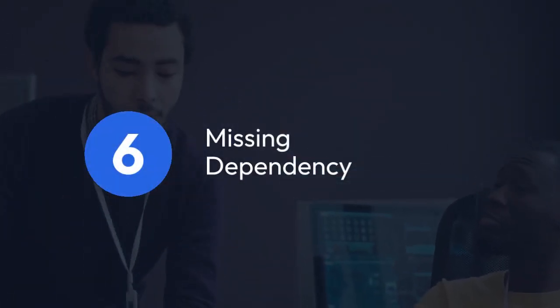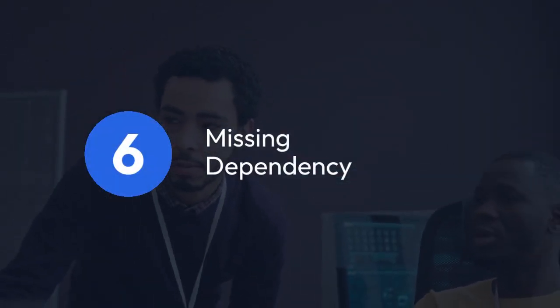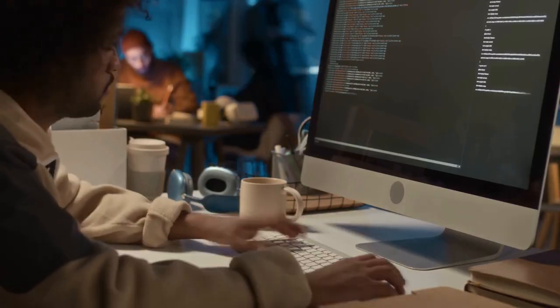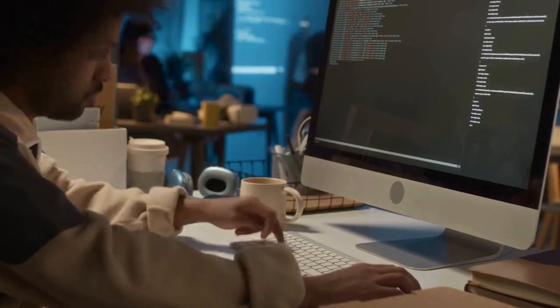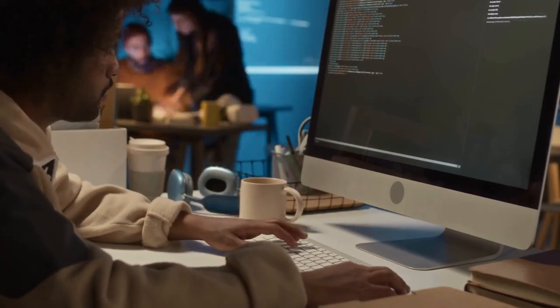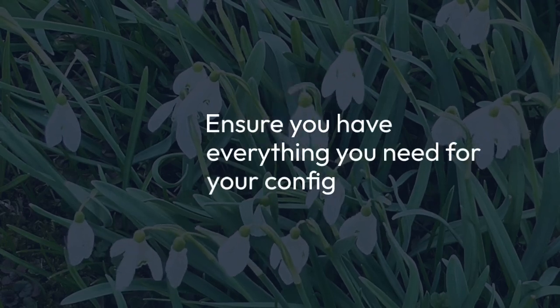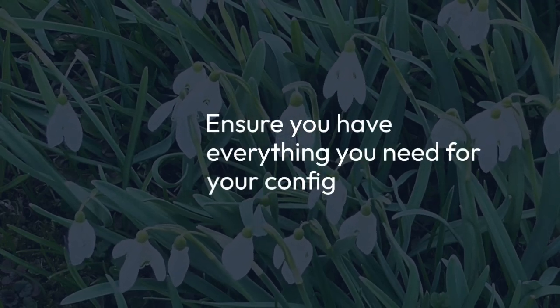6. Missing dependency. Sometimes, if you're using external configuration sources like environment variables or a database, you might need to add specific dependencies to your pom.xml if using Maven, or build.gradle if using Gradle, to enable Spring to read from those sources. Check your dependencies to make sure you have everything you need for your config.